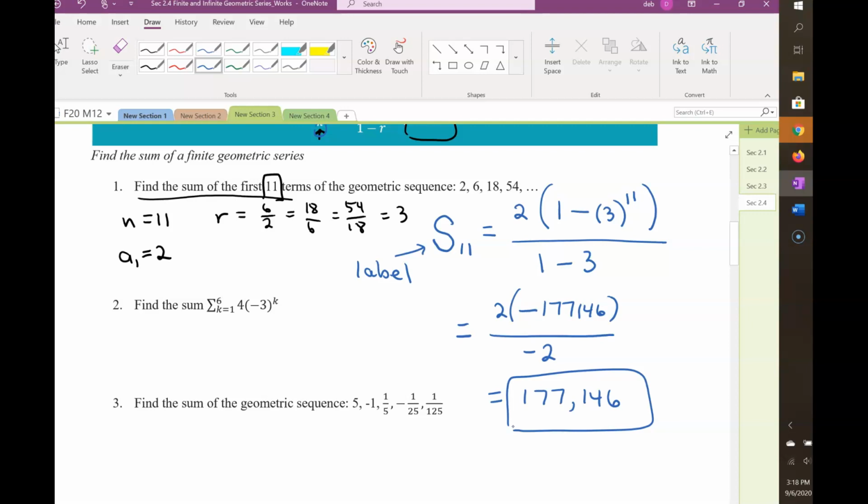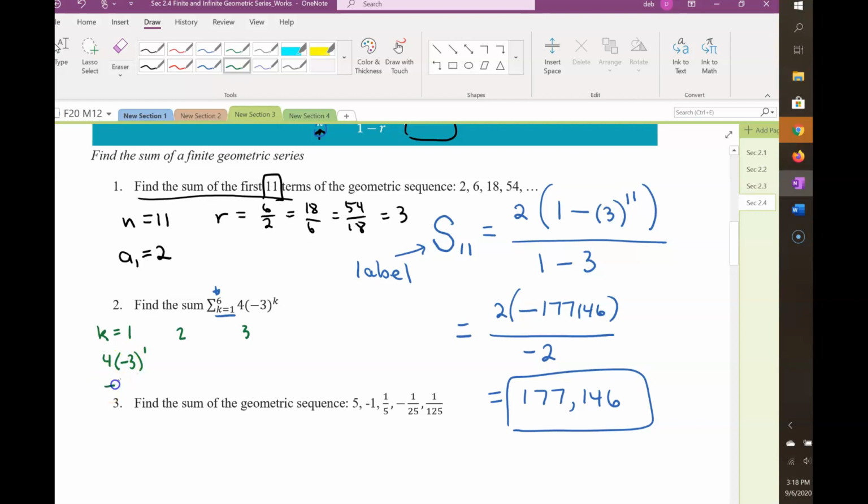Okay, so let's look at one that's given to us in a little trickier form, where it says find the sum from k equals 1 to k equals 6 of 4 times negative 3 to the k. Now you may be able to just pick out all the things you need by looking at this, but I'm going to look at what the first few terms actually look like, so I can get an idea of how this sequence that the sum is made from works.